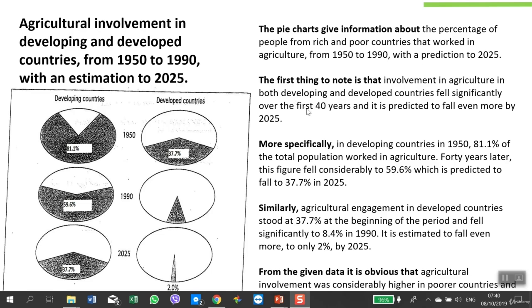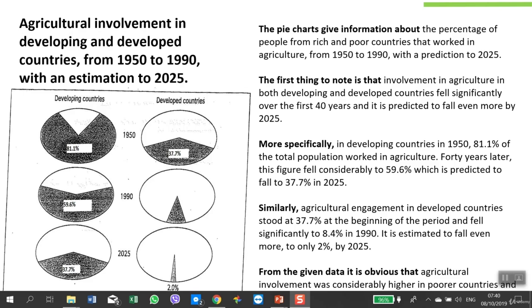So here we have it. The first thing to note is that involvement in agriculture in both developing and developed countries fell significantly over the first 40 years, and it is predicted to fall even more by 2025. So here we are. Here it summarizes the information, and this tells us what stands out about what we said in the introduction.